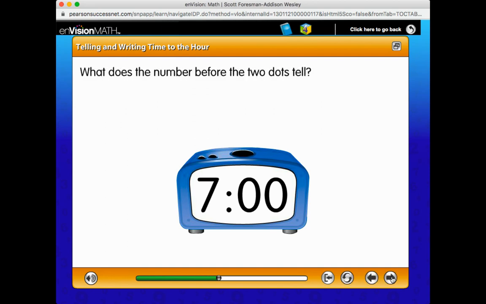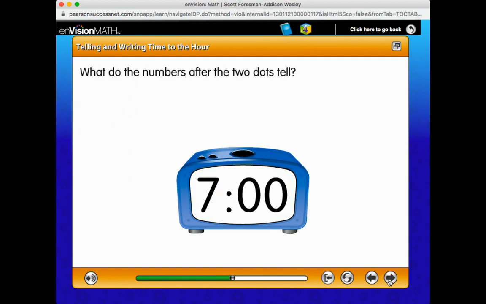What does the number before the two dots tell? Well, if you remember what the video said earlier, it said that this clock read 7 o'clock. So what does the number before the two dots that you see over here, if you're looking at my mouse, what do you think this number is going to represent? The hour or the minutes? Well, if it's reading 7 o'clock and you're making connections to what we learned yesterday, the 7 is going to represent the hour. It tells the hour.